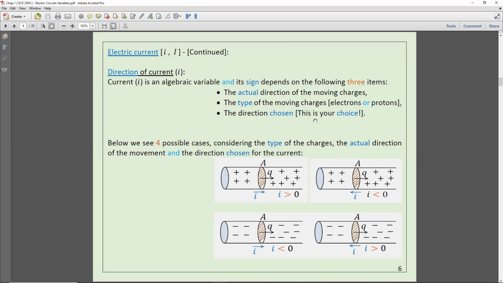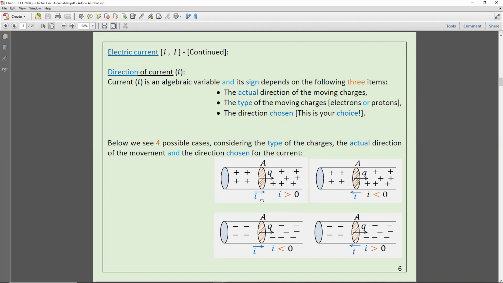And then when I calculate the time, if it is negative, that means it is the other way, okay? As you will see right now. So here, for example, let's have this example to understand it better. Look here, we have positive charges moving this way. This is the reality: the moving charges are moving this way.